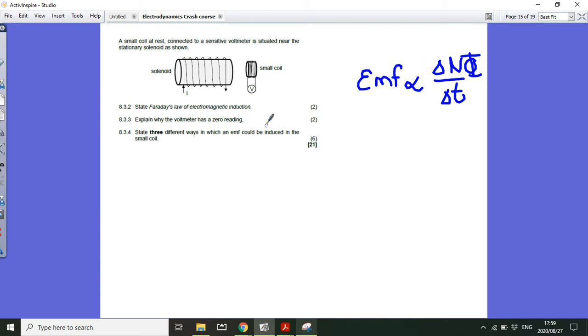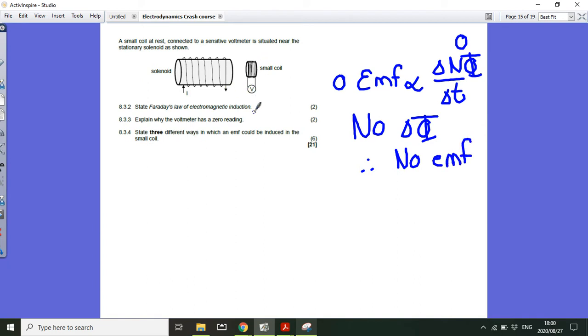Now, why has the voltmeter got a 0 reading? This is the type of question that you can always expect. If there is no motion relative to each other, so the coil is not moving relative to the solenoid, and the solenoid is not moving relative to the coil, the coil and the solenoid are stationary. Therefore, there is no change in magnetic flux. So if the change in magnetic flux linkage is 0, then the EMF must be 0. So therefore, there will be no EMF induced in this small coil.